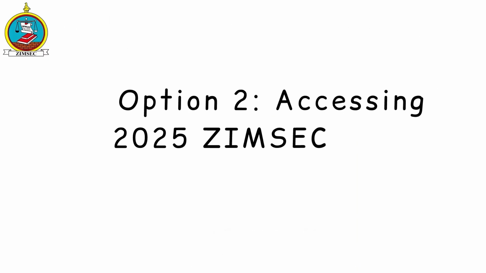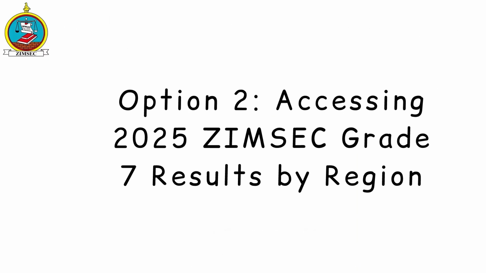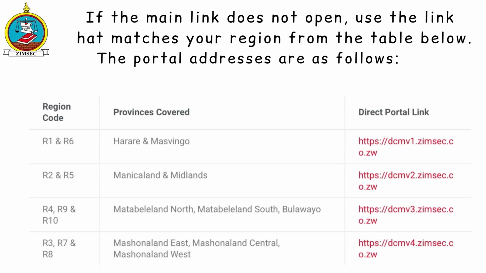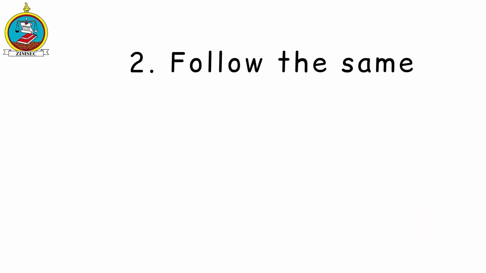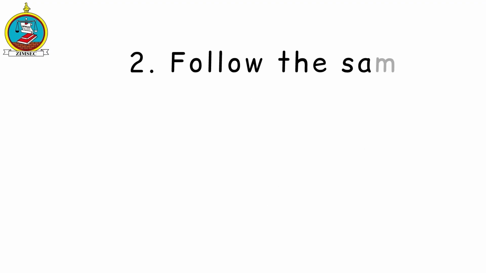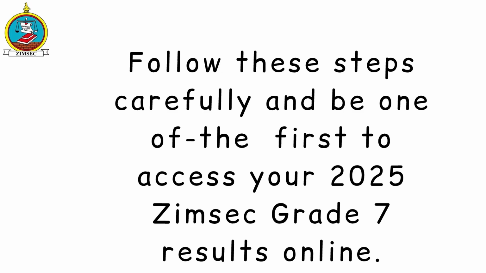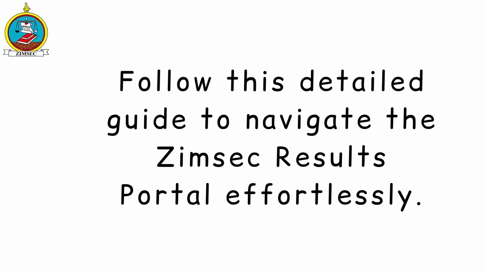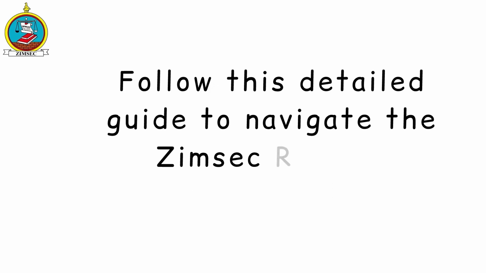Option 2, accessing 2025 ZIMSEC grade 7 results by region. If the main link does not open, use the link that matches your region from the table below. Follow the same steps for registration and log in as outlined in option 1. Follow these steps carefully and be one of the first to access your 2025 ZIMSEC grade 7 results online. Follow this detailed guide to navigate the ZIMSEC results portal effortlessly.